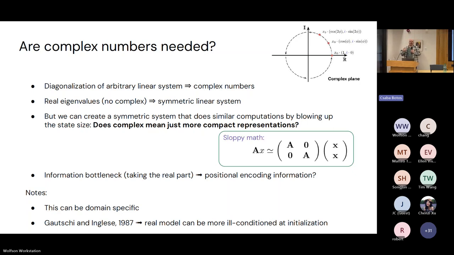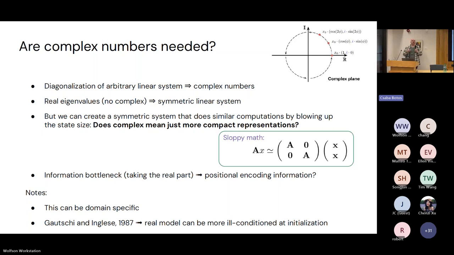So if you take the system that has blown up the hidden space by a factor of 2, so twice as big a hidden space, and then you have a projection from that to a space that's 1D, in this higher dimensional space, you can build a symmetric system that would give you the same sequence of Ys. Why does this matter? Well, if you diagonalize a symmetric matrix, you get real eigenvalues, so you don't have complex numbers. If the system is not symmetric, then you get complex numbers. So if you want to get rid of complex numbers, you just need to make your linear recurrence symmetric.